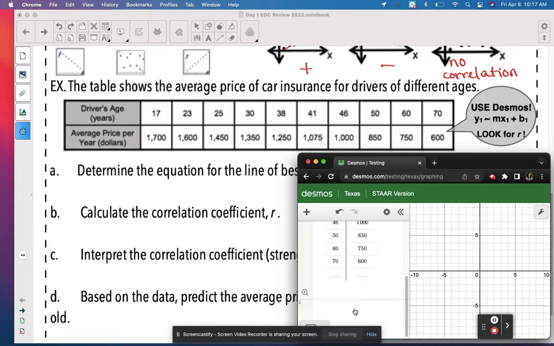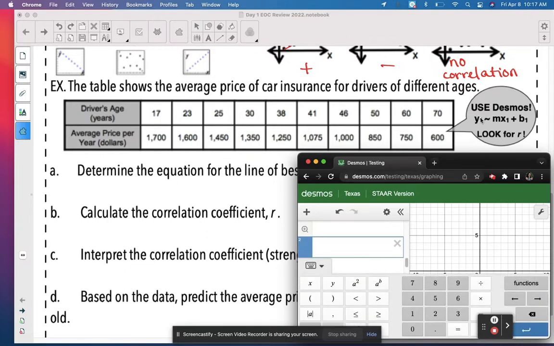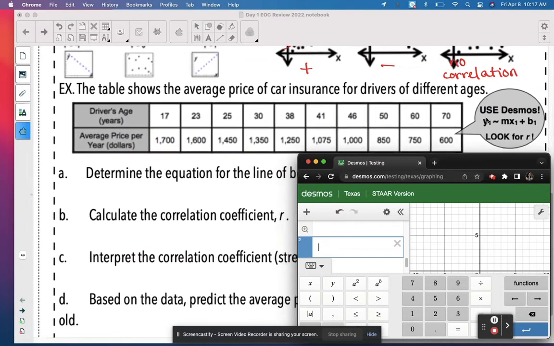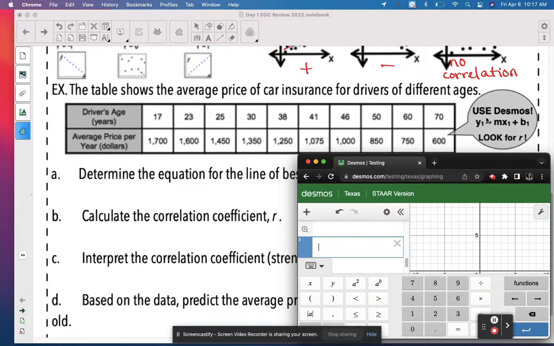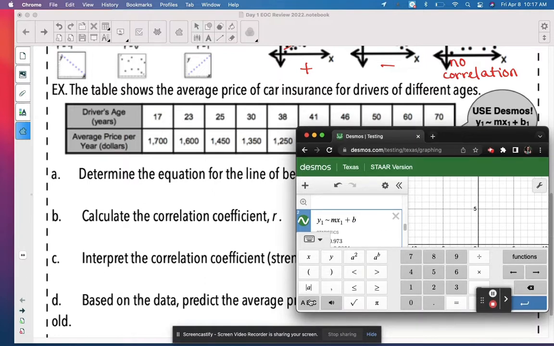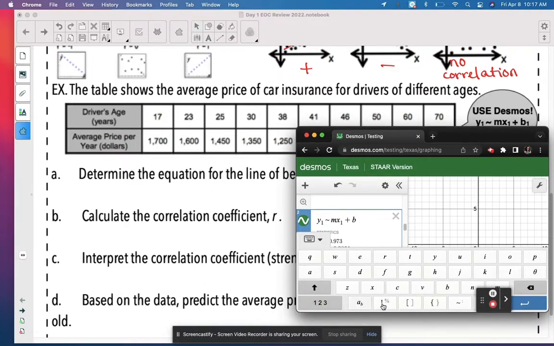What we're going to do is type in this equation up here at the top. The y1 tilde mx1 plus b. So I have y1 tilde mx1 plus b. And if you forgot where the tilde is at, you press the ABC button, and it is down here below B and N.